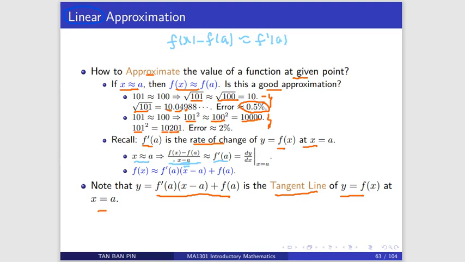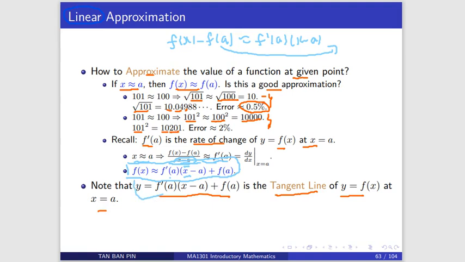You can multiply by x minus a on the right hand side. So it will be x minus a. And after that you transfer f(a) to the right hand side. And you see this equation: f(x) is about the same as f prime a times (x minus a) plus f(a). And this is actually the equation of the tangent line.